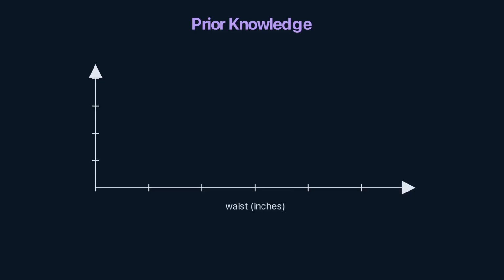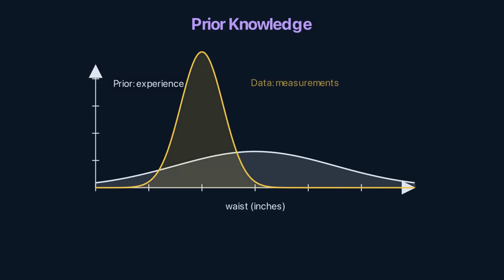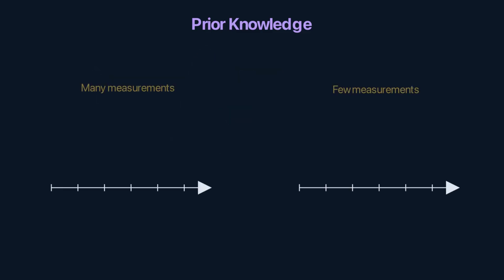The Bayesian tailor brings experience. She's fitted 1,000 clients. Before she even measures you, she has a prior belief. Most men's waists are between 30 and 38 inches. This prior combines with your measurements, the data, to produce the posterior. If she takes many precise measurements, the data dominates and the posterior is tight. Waist is 32.3 plus or minus 0.2.